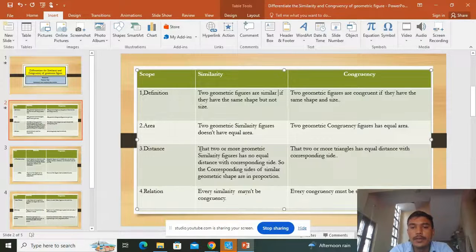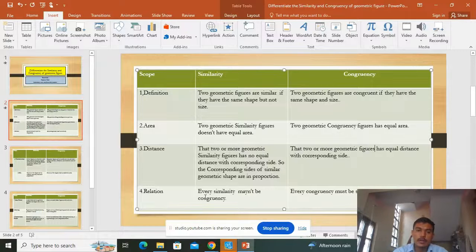Then in congruence, two or more geometric figures have equal distance with the corresponding sides.